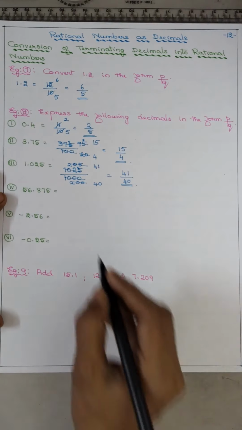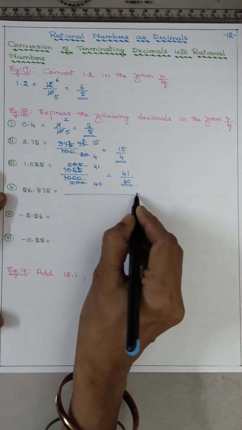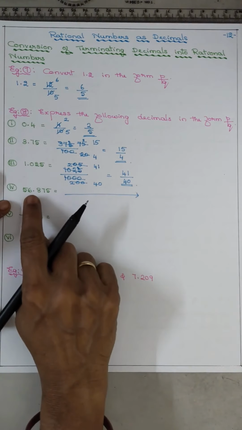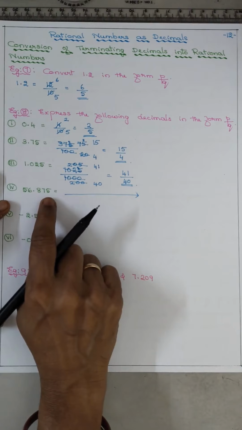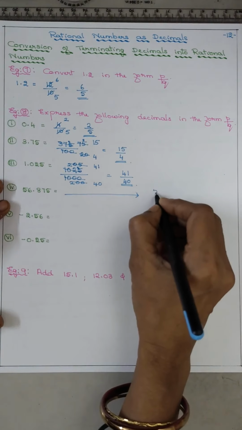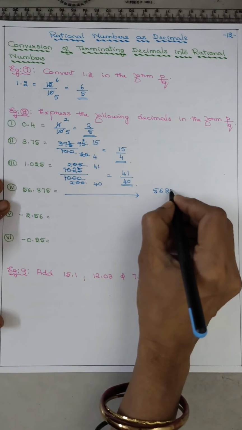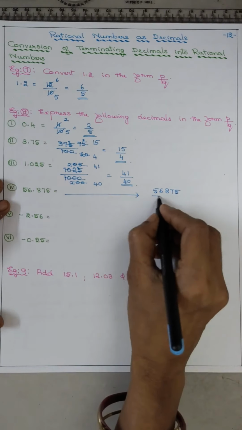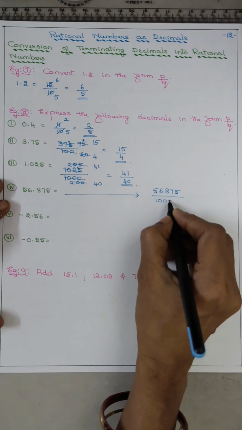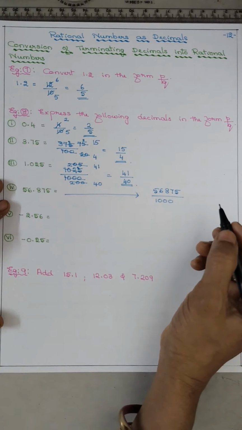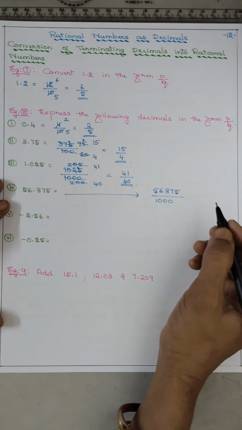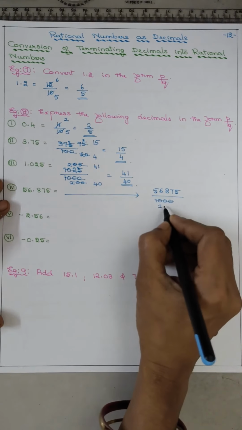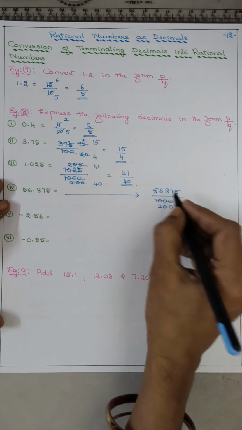Okay. Now we'll solve this sum here. 56.875. So 56.875 has 3 decimals, so divide by 1000. 3 zeros, isn't it? 1000.